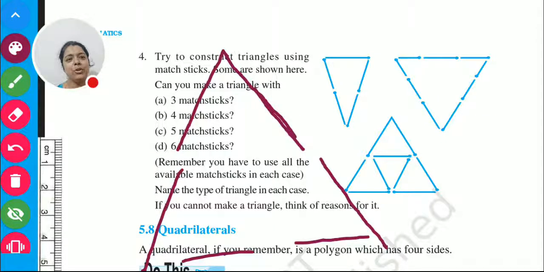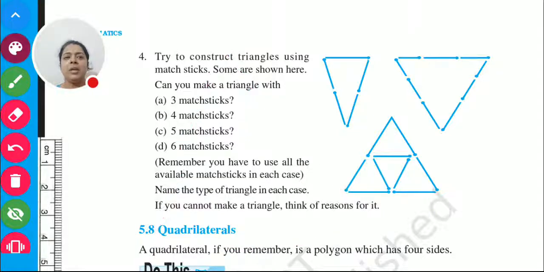So here what you need to do is take an idea: the number of sticks is actually showing you the number of sides. So you have to check with the number of sides whether you are able to form it or not. Here we found that with 3, 5 and 6 we went through it and were able to. But 4 matchsticks are not helping me find any.